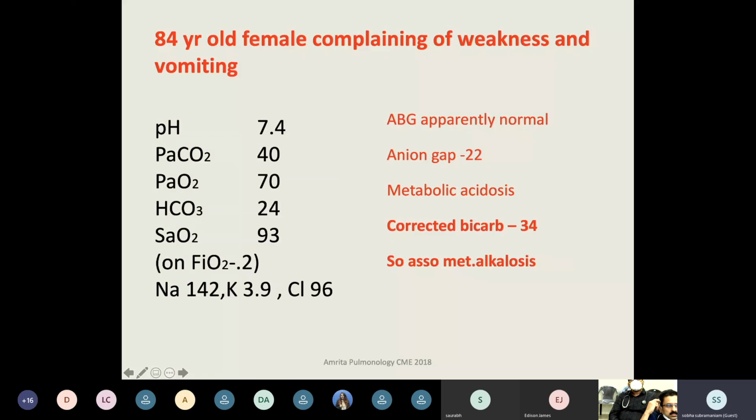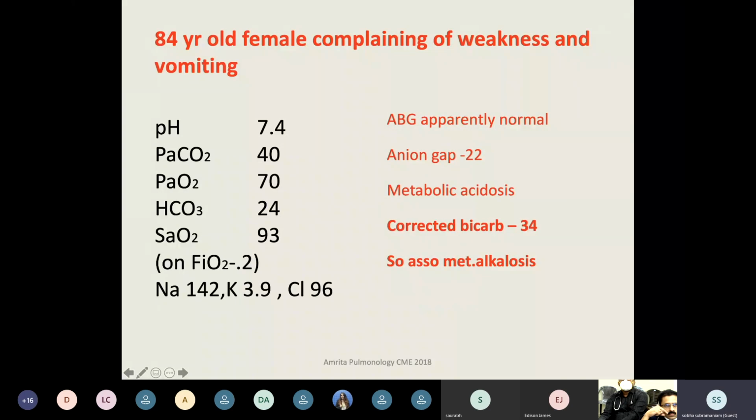So for that, you have to calculate the corrected bicarb. How will you calculate the corrected bicarb? You add the bicarb, which is a measured bicarb, plus the patient's anion gap, 22 minus 12, so 10. So 24 plus 10 will give you a corrected bicarb of 34. So there is associated metabolic alkalosis due to the vomiting. So she has 2 metabolic abnormalities which made the ABG look apparently normal.